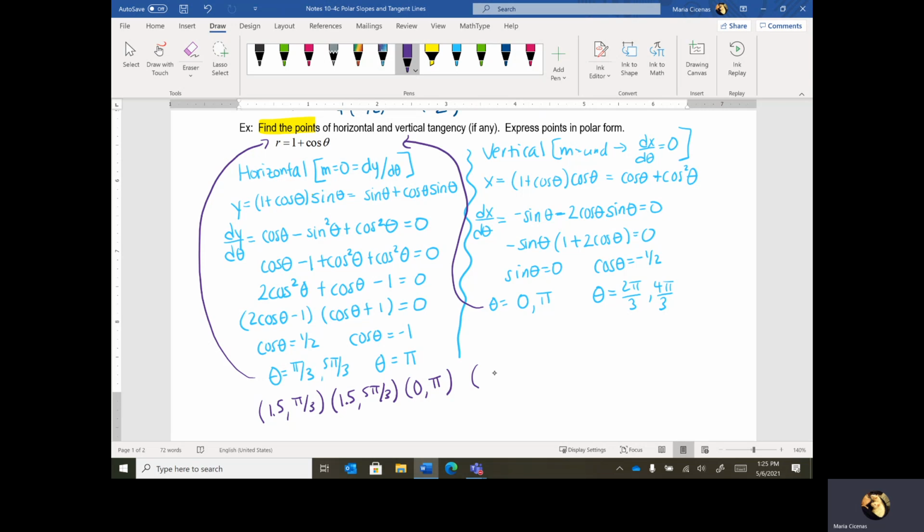So when I substitute in 0 or pi, I would get 0, pi again. When I substitute in the 0, I skipped that one, sorry, I would get 1, so that would be 2, 0. The 2 pi over 3, so I'll be minusing 1/2, so I'll have 1/2, 2 pi over 3, and 1/2, 4 pi over 3.